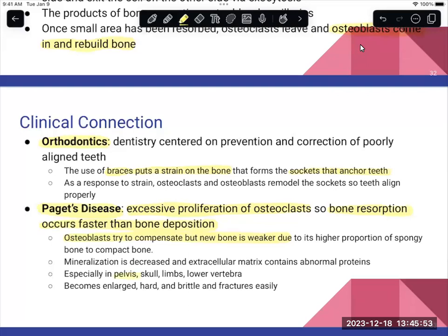This happens in the pelvis, the skull, the arms, the legs, the lower vertebrae. So in somebody who has Paget's disease, their bones become enlarged, hard, but very brittle, because those osteoblasts are trying to catch up to those osteoclasts breaking down bone. They can't build the bone as fast as those osteoclasts are breaking it down.